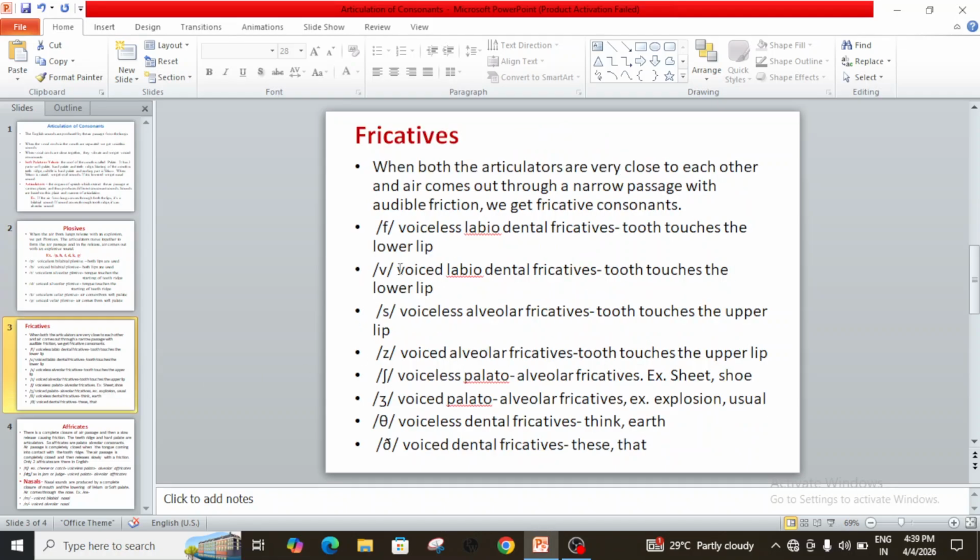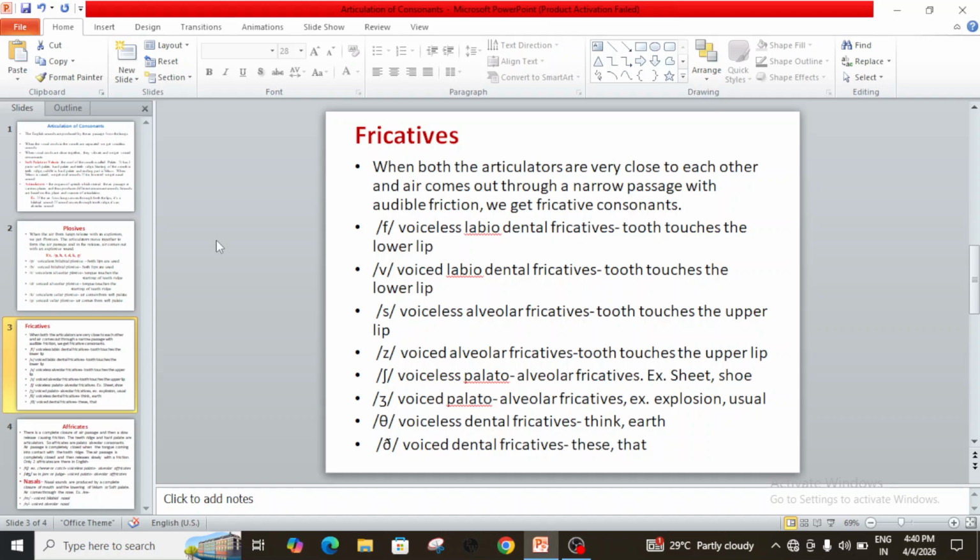Next one is fricatives. When both the articulators are very close to each other and air comes out through a narrow passage with audible friction, we get fricative consonants. This means when we say the sound F. F is a perfect example for fricative.